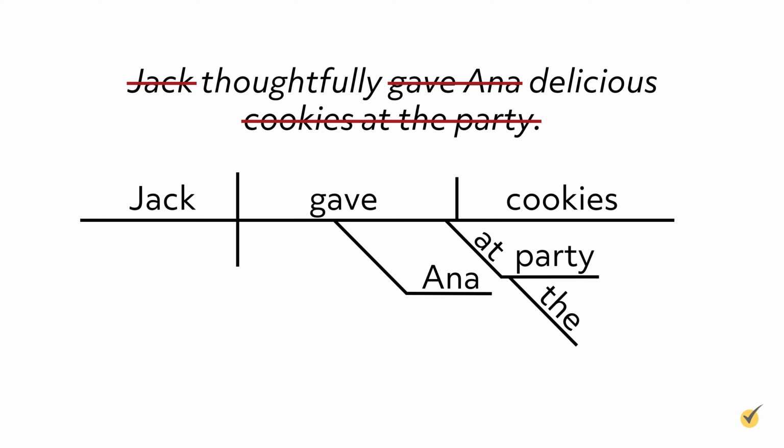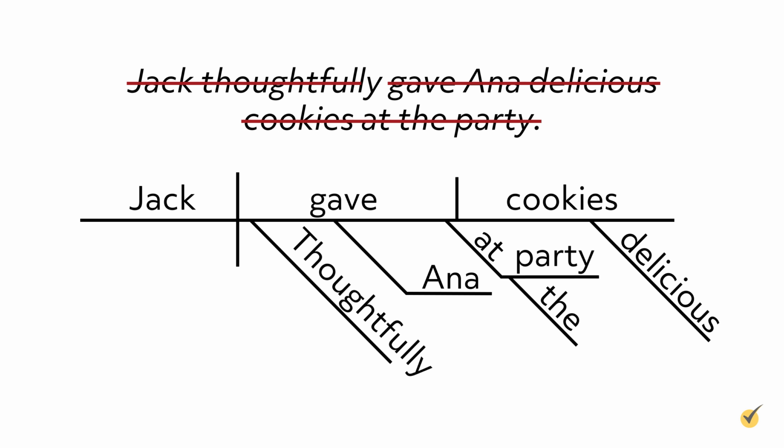Finally, add any remaining modifiers on diagonal lines beneath the words they describe. The word delicious is an adjective that describes the cookies, and thoughtfully is an adverb that describes how Jack did the giving. Now the sentence diagram is complete. You are now ready to begin diagramming some sentences of your own. Keep in mind, however, that the English language contains numerous parts of speech, types of phrases and clauses, and ways words can be joined together to form sentences, so sentence diagrams can become quite complex.